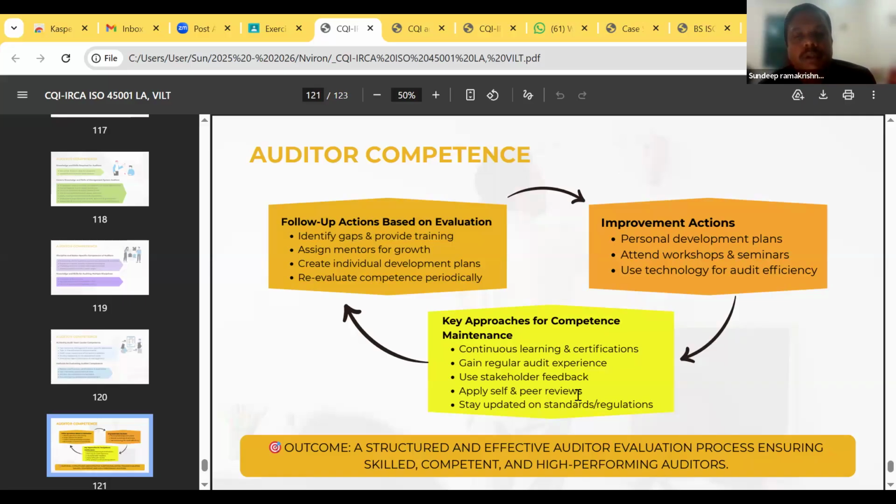Try to participate in audits and gain audit experience. Use stakeholder feedback and stay updated on standards and regulations, right? And for improvement actions, you have personal development plans, try to attend workshops and seminars, use technology for efficiency in audits, and follow up actions based on evaluation, identify gaps, and get yourself trained, right? Try to identify mentors who can contribute to your growth, and always keep evaluating your competence periodically.